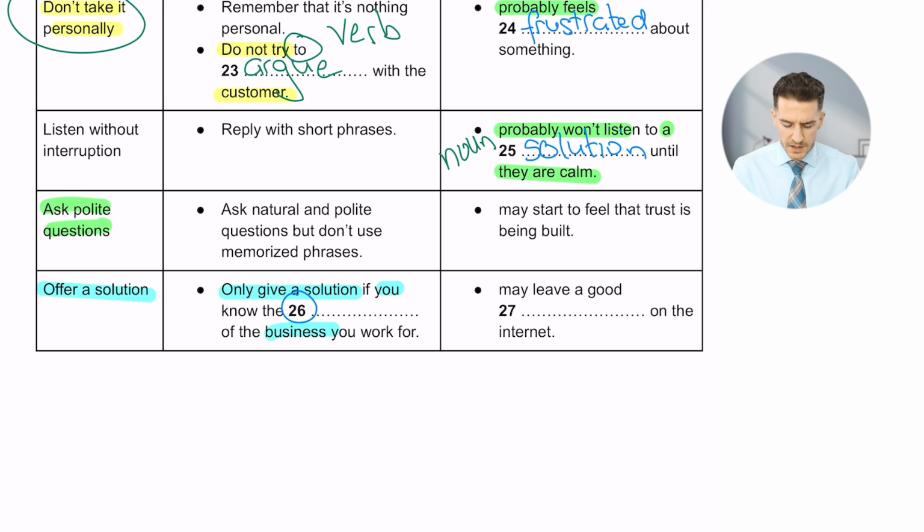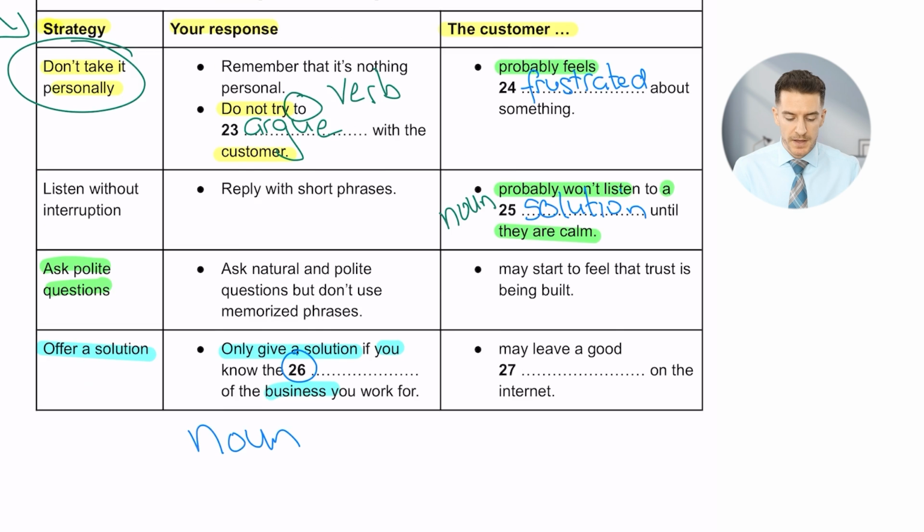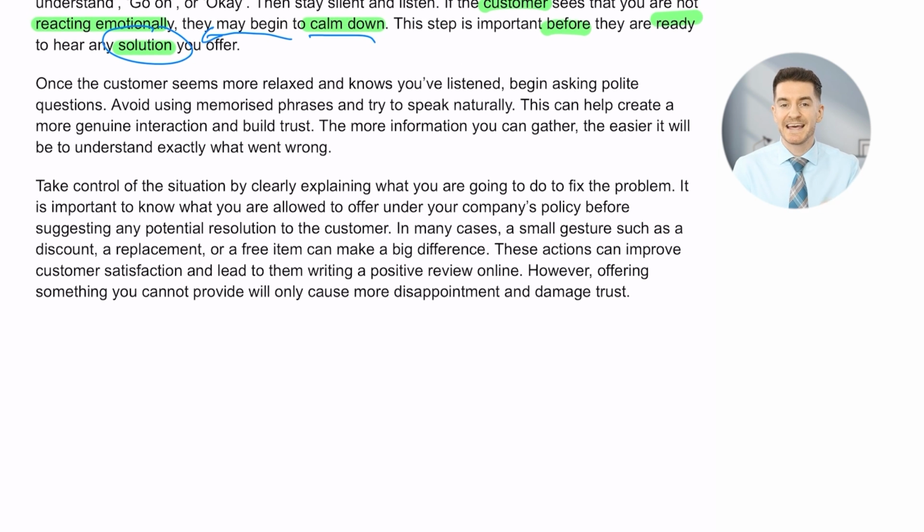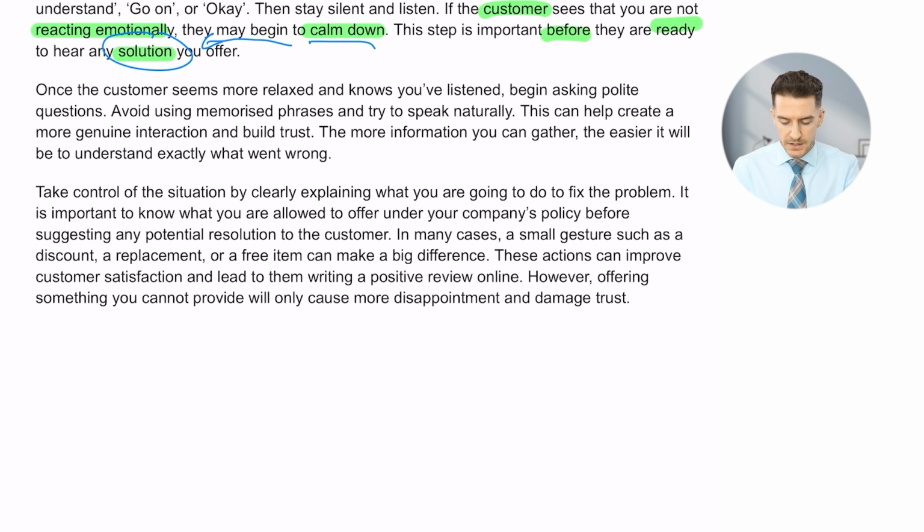Question 26. After "know" we need a noun. Okay, it could be a singular noun, could be a plural noun, but it's probably going to be singular. So let's go back up and have a look. Remember, we're looking for offering a solution, and we can only do it if we know something. So let's quickly start here. Being polite, memorize phrases. No.